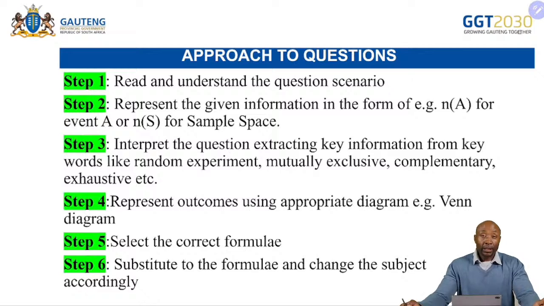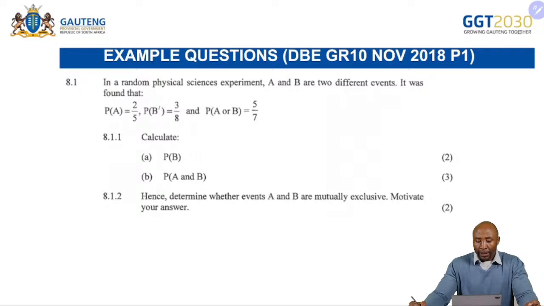You can represent the outcomes using appropriate diagrams, e.g., Venn diagrams, or you can select the correct formula if there is a formula to use, and you can substitute and answer the questions. Now, I'll give you 2 minutes to attempt this question, though it's given as an example. I just want to check if you were following. Just attempt this. I'll give you 2 minutes to try and see if we are moving together. 2 minutes. Let's work on this question.